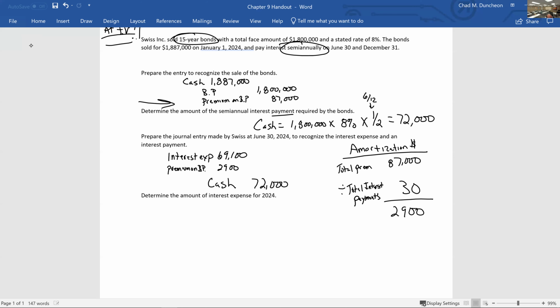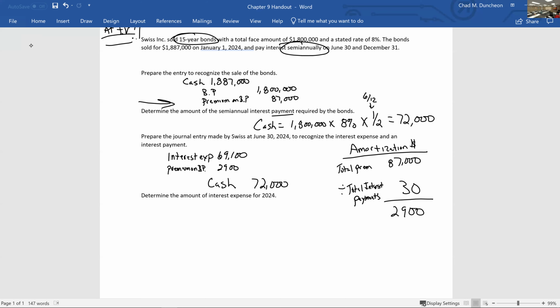at $69,100. Now, the general concept I want to drive home here that you're going to need to know for your test is that whenever you have a premium, interest expense is lower than cash, as you can see. Now, if we had a discount, I don't have a problem to go through with a discount. It's the exact same process, only the discount is a credit entry. So the discount is going to make your interest expense higher than the cash paid out.